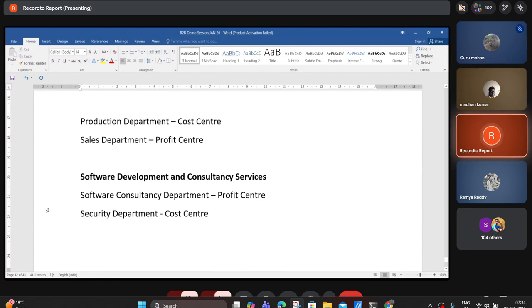So the cost center and profit center is very important because of tracking the expenses separately, like what are the expenses for IT, what are the expenses for HR, what are the expenses for security, what are the expenses for the production department. So for each department, to track the expenses separately, the cost center and profit center is very important. Okay, is it clear? Understand, guys?